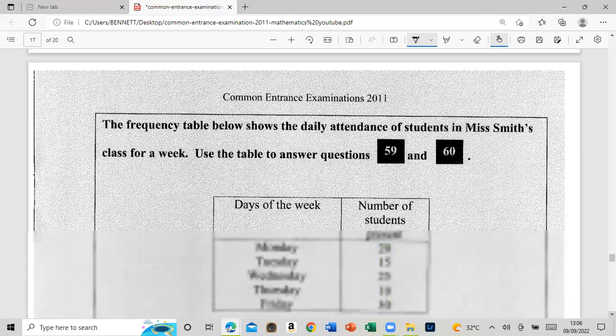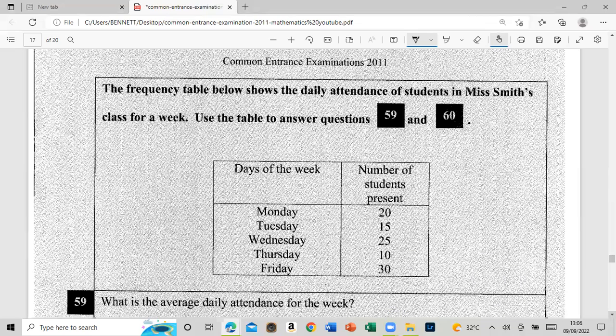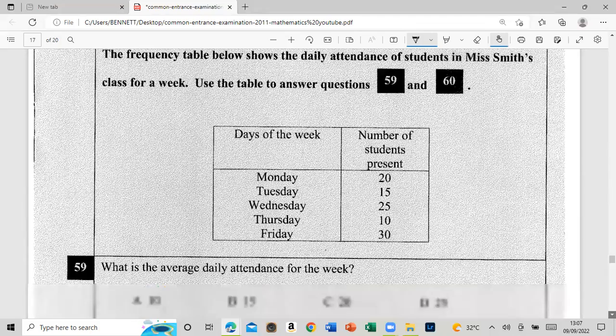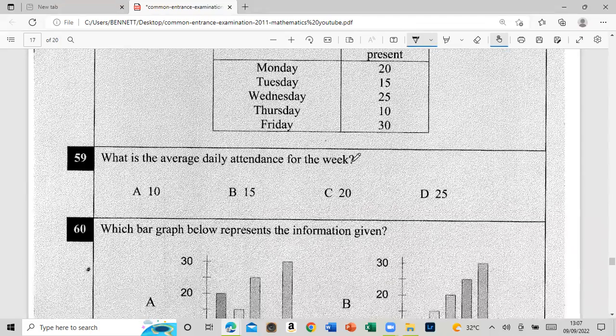And 59 says the frequency table below shows the daily attendance of students in Miss Sweet's class for a week. Use the table to answer 59 and 60. So the days of the week: Monday 20, Tuesday 15, Wednesday 25, Thursday 10, and Friday 30. Let's see what they say. What is the average daily attendance of the week?